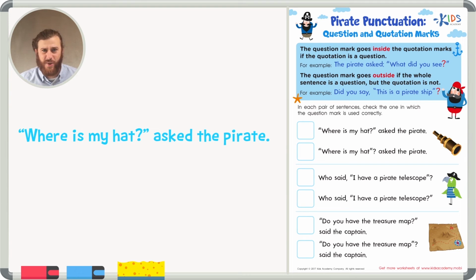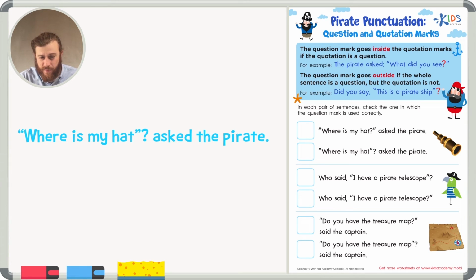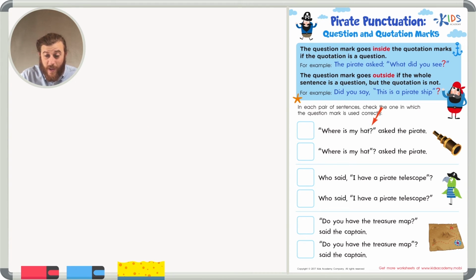Let's look at the second answer choice and see if that has the question mark in the right place. "Where is my hat"? asked the pirate. The question mark is outside of the quotation marks. That's not right. "Where is my hat?" is a question, and therefore the question mark belongs inside the quotation marks. The first answer choice is correct.